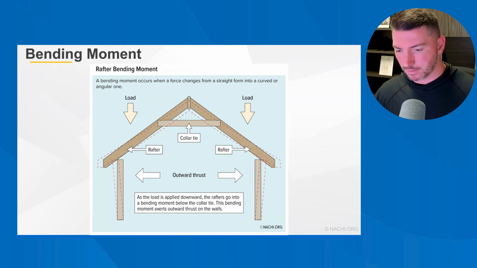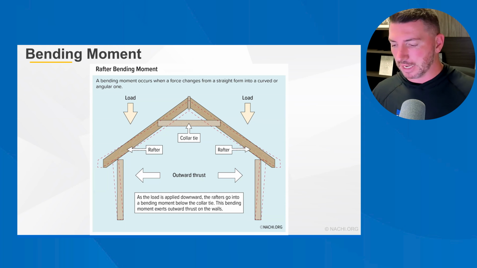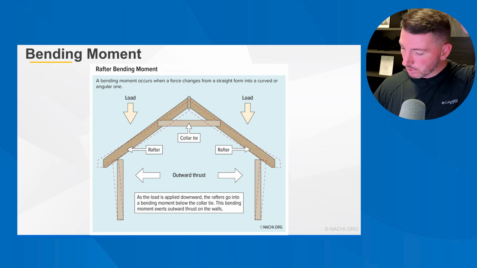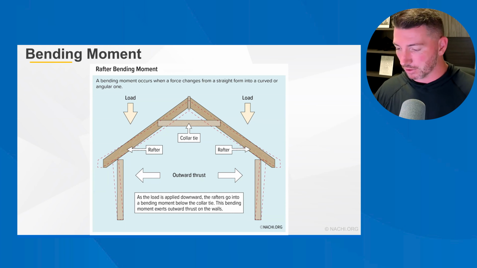Bending movement. A bending movement occurs when a force changes from a straight form into a curved or angular one. This illustration in this slide shows a collar tie with rafters on top of conventionally framed walls. As the load is applied downward, the rafters go into a bending movement below the collar tie. This bending movement exerts outward thrust on the walls, forcing them out of plumb.